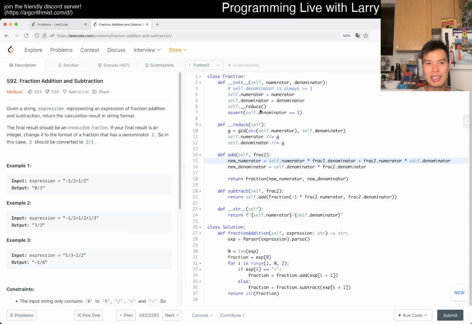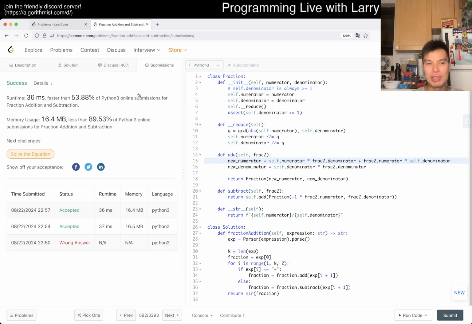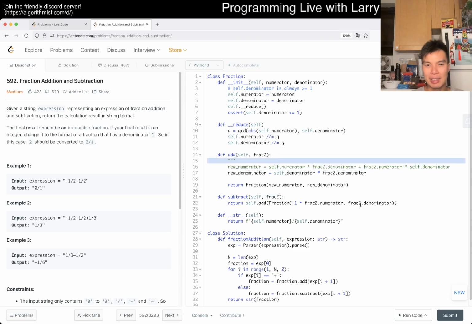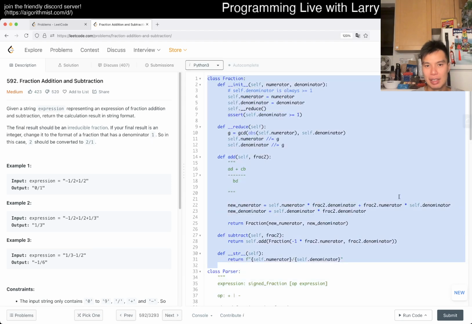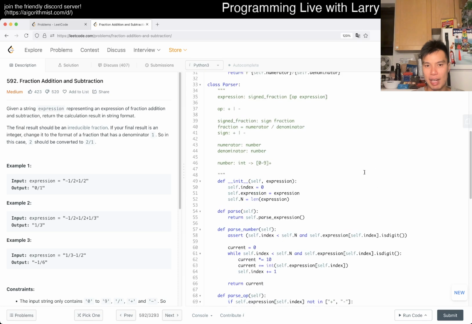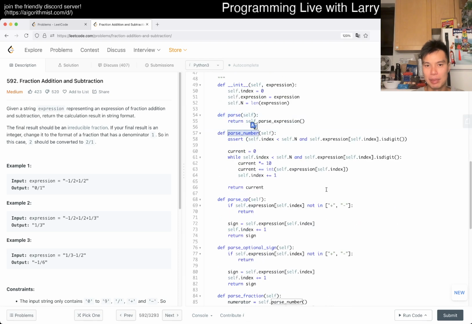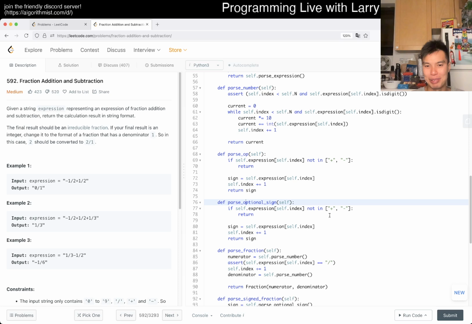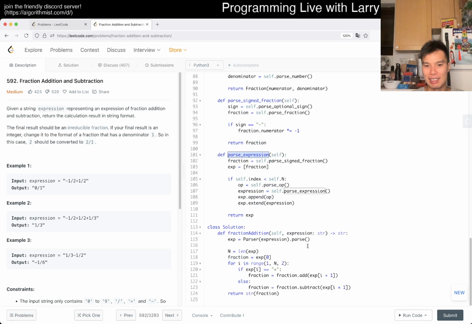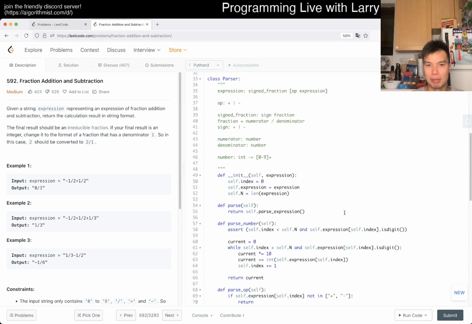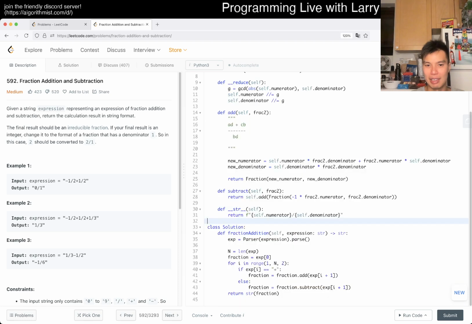Actually, before that, we'll show you the code later anyway. Actually, let me just show you the code now. So here, this is the fraction class. This is the parsing class. You have parse number, parse op, parse optional sign, parse fraction, parse sign fraction, parse expression, and then this is the evaluation. But let's say you can parse during most of this, hopefully, you have the technology.